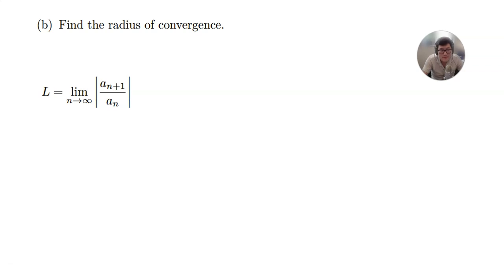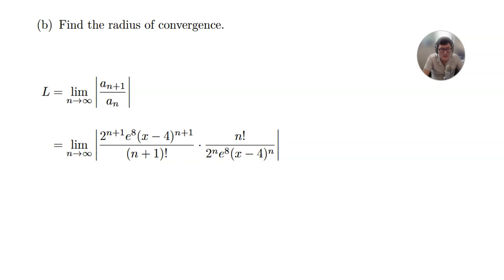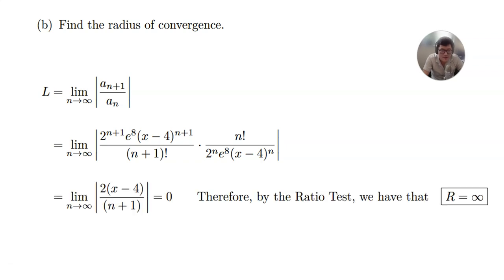In part B, we want to find the radius of convergence, and we're going to do that by using the ratio test. So I want to calculate this limit. That ends up giving us the limit as n approaches infinity of this thing where we've found a sub n plus 1 and a sub n and divided them. If we simplify the expression inside of our limit, we find that the limit as n approaches infinity is equal to 0. Therefore, by the ratio test, we have that our radius of convergence is infinity.